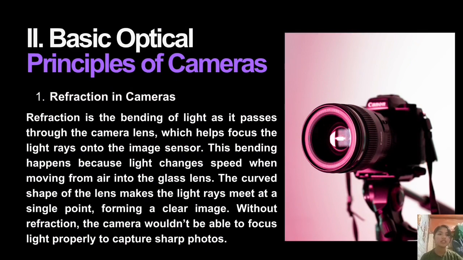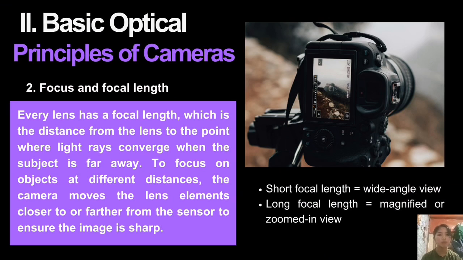Just remember this: refraction is what bends the light to form an image. Focus is what makes sure your picture or your image is sharp and clear. Focal length is what controls how close or how far your subject appears in the photo. In other words, this controls how zoomed in or wide the image is.